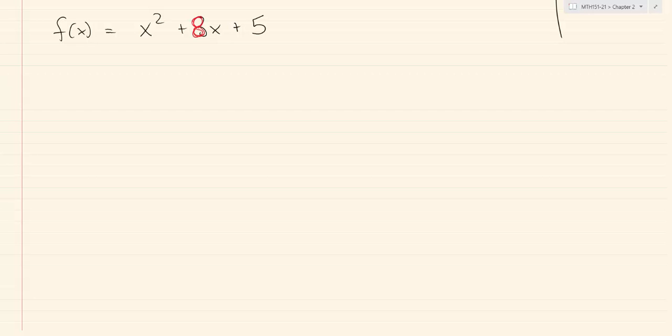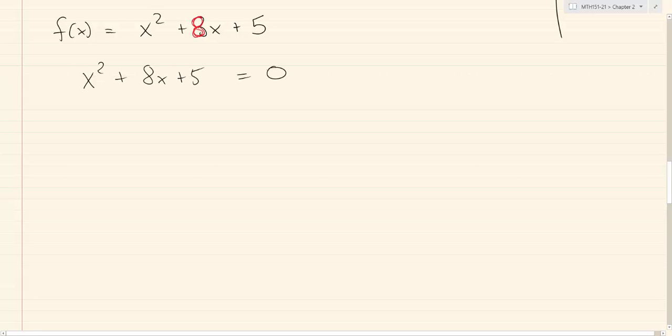So this is what we're going to do. We're going to say x squared plus 8x plus 5 equals 0. Remember, when we set it equal to 0, this will give us our x-intercepts. Then we're going to do this.